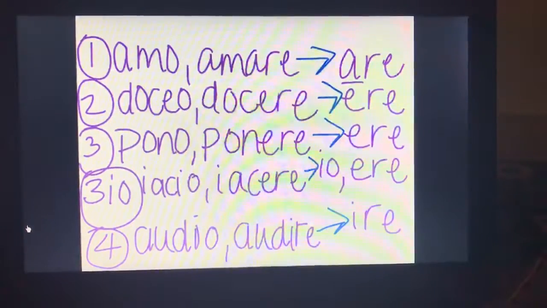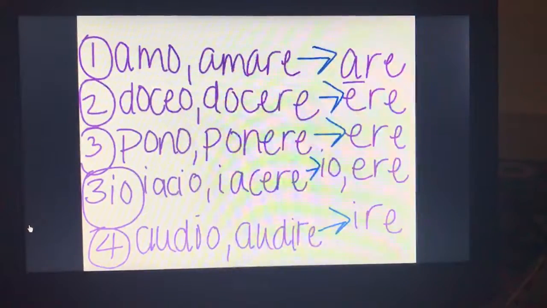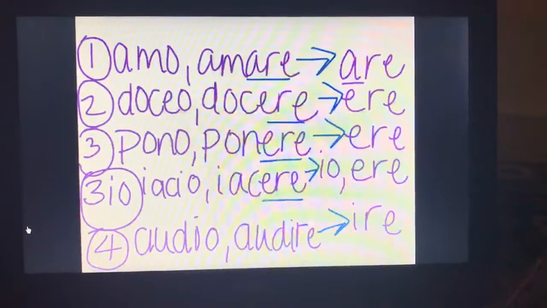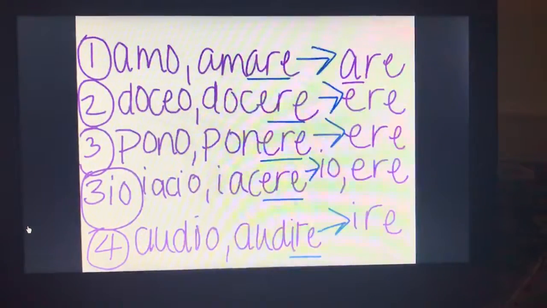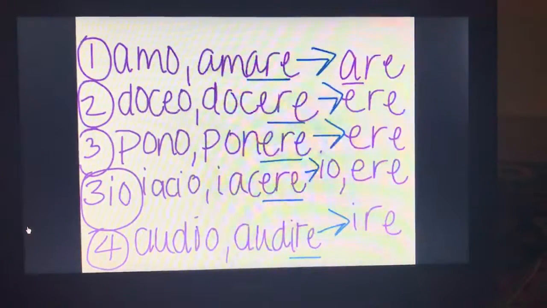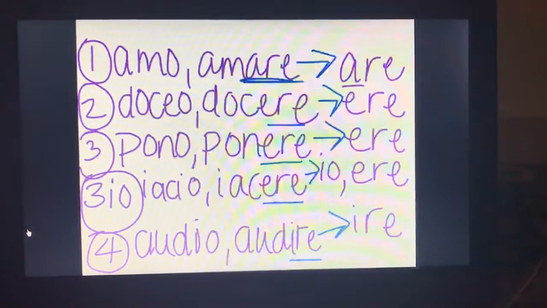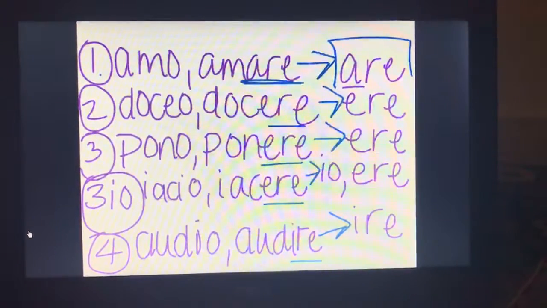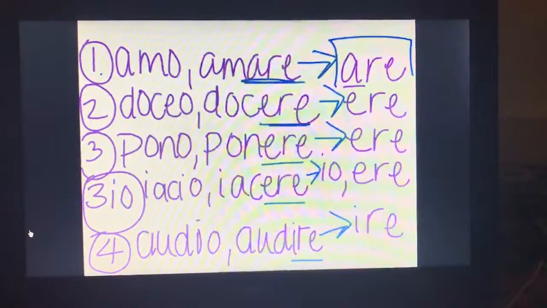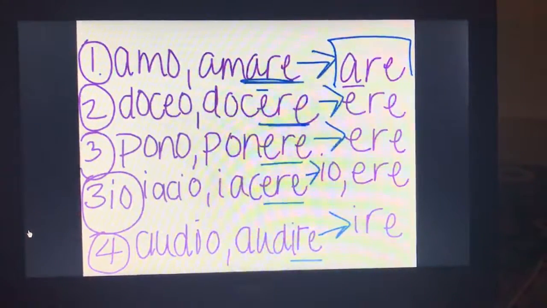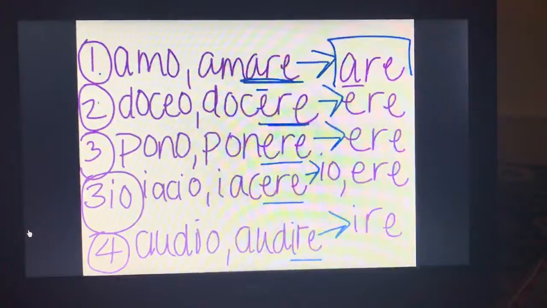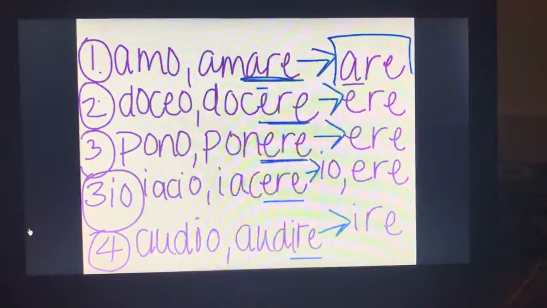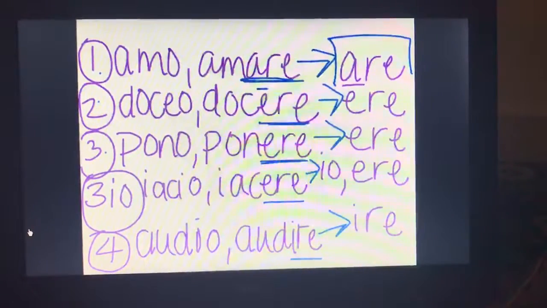So, to review, to identify a conjugation of a verb, we need to look at the last 3 letters of the second principal part of a verb. For the first conjugation, we look at the last 3 and we see A-R-E. So any verb with the second principal part ending in A-R-E is a first conjugation. Any verb ending in long E-R-E in the second principal part belongs in the second conjugation. Any verb in the second principal part ending in short E-R-E belongs in the third conjugation.